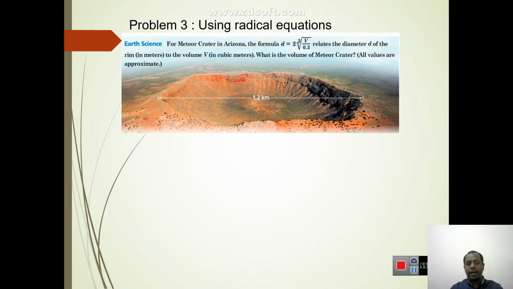All values are approximate. Here, what's given, the diameter of the crater is given, which is 1.2 kilometers. And we are asked to find the volume of the craters in cubic meters. So one thing that we need to be careful about is the units, because you are asked to express your answer in terms of meters. So let's solve the problem. I'll begin with the equation. The equation d is equal to 2 times the cube root of v over 0.3 relates the diameter and the volume. Since you are asked to find the volume, you need to solve for v.